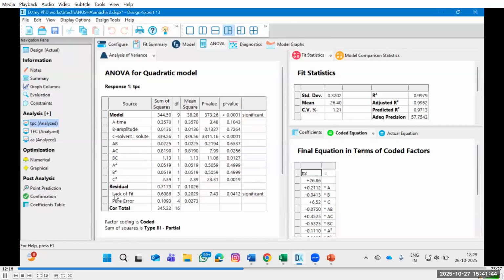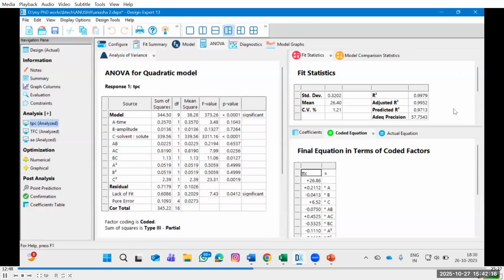Okay, let's come to the residual factor. One is lack of fit. Here we can see that the lack of fit has to be non-significant, otherwise the model cannot be significant. Lack of fit means the error present in the model. The error present in the model has to be non-significant.